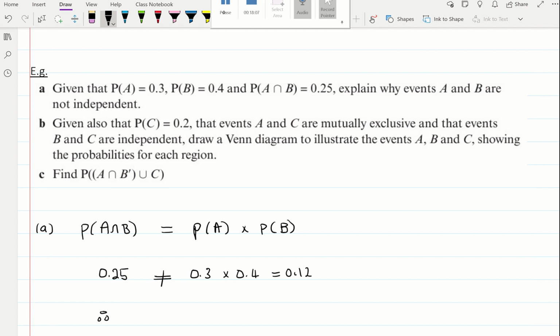Therefore events A and B are not independent events.